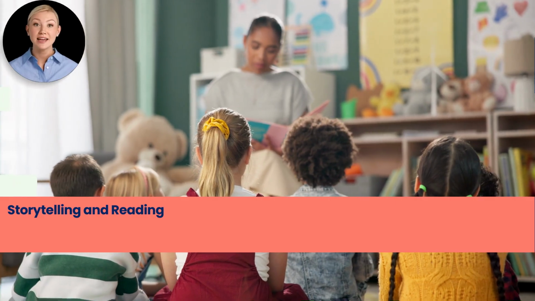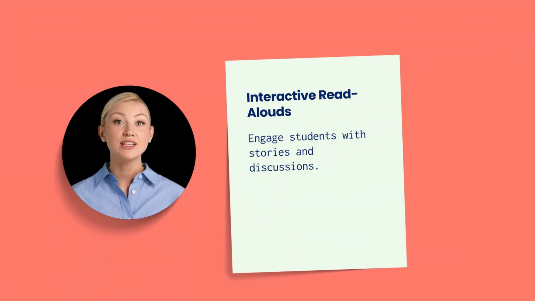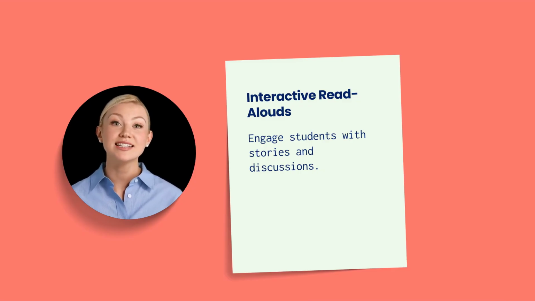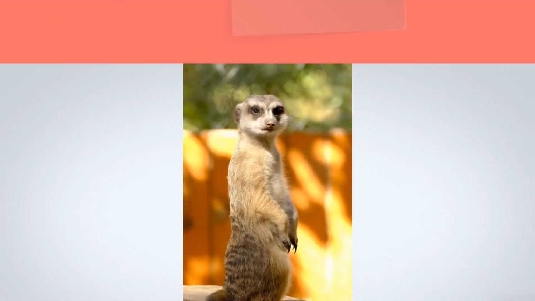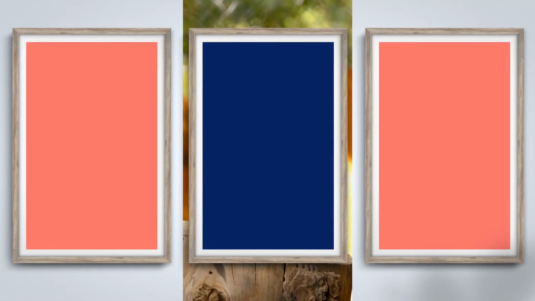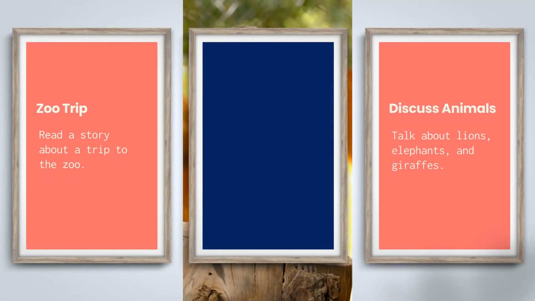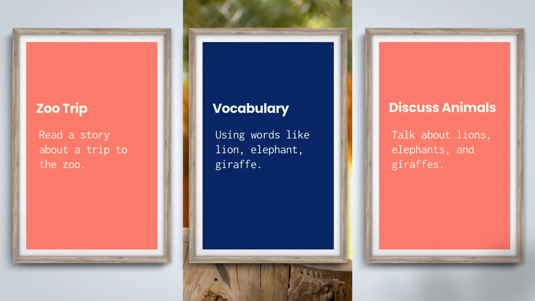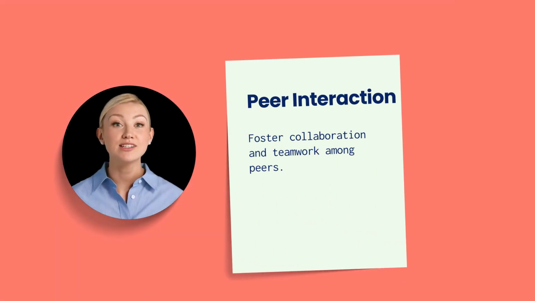Incorporate storytelling and reading. Interactive read-alouds. Read stories aloud that incorporate new vocabulary and engage students with questions and discussions. For example, read a story about a trip to the zoo and discuss the animals seen using vocabulary like lion, elephant, and giraffe. Don't forget about peer interaction and collaboration.